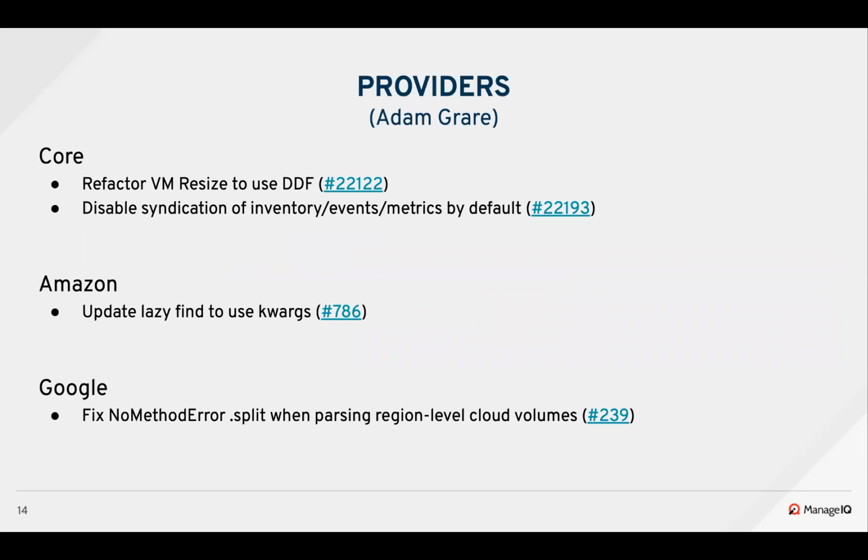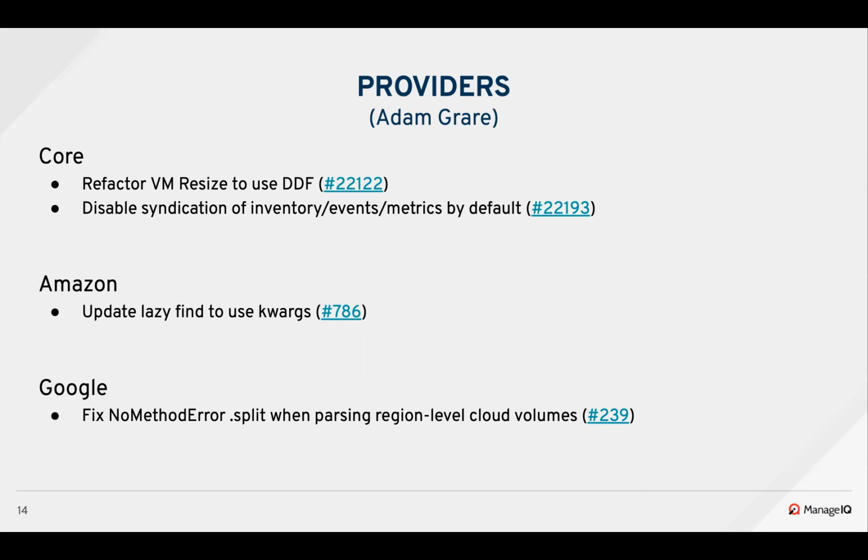Over to Adam. Thanks, Jeffrey. So this sprint, the Power team, specifically Eliza, a new developer there, refactored the VM resize operations methods in core to be able to use DDF as we transition away from the previous form to the new DDF-driven forms. We also disabled syndication of inventory events and metrics by default. Previously, we were doing this automatically if you had Kafka installed, but as we start to use Kafka for other things, we didn't want to automatically do this, as it would be a relatively high waste if it's not something you wanted to make use of.